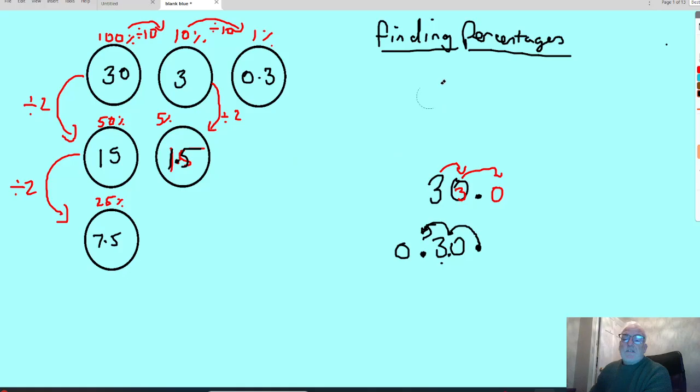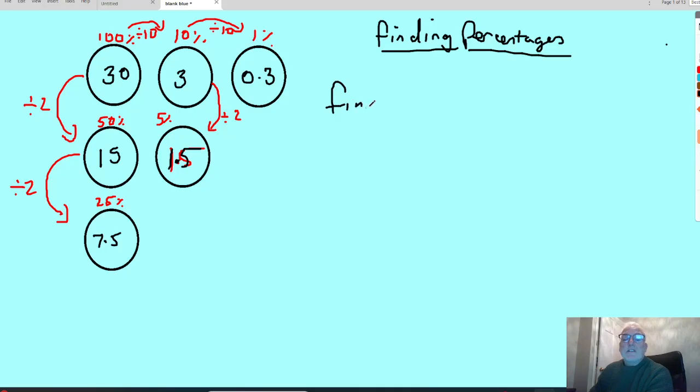So let's look at the values we've got. We've put 30 in our 100%. So if we want to find a percentage of 30, let's say I want to find 10% of 30. Simply, I've put my 30 in here, I've divided by 10, and that value there, 3, is going to be 10% of 30.